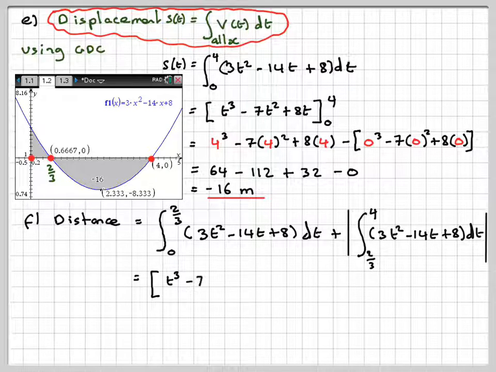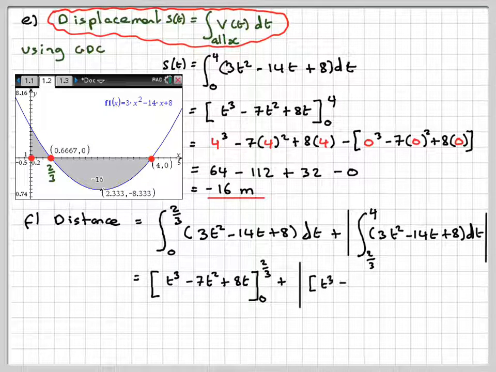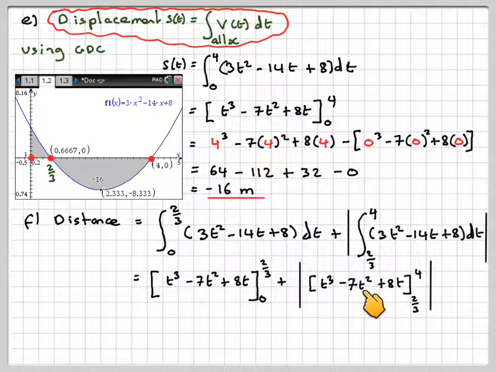Look. So we get t cubed minus 7t squared plus 8t at 2/3. So just go back to that. We integrate the function between 0 and 2/3, and then take the absolute value, the positive part of integrating it from 2/3 to 4. Okay, so we've got t cubed minus 7t squared plus 8t from 0 to 2/3, plus the integral of t cubed minus 7t squared plus 8t from 2/3 to 4.